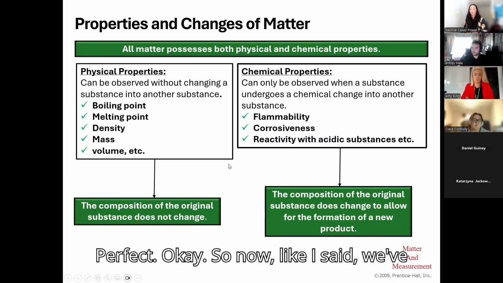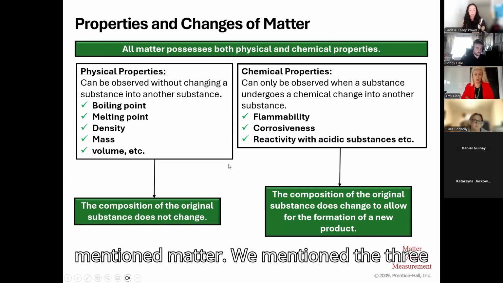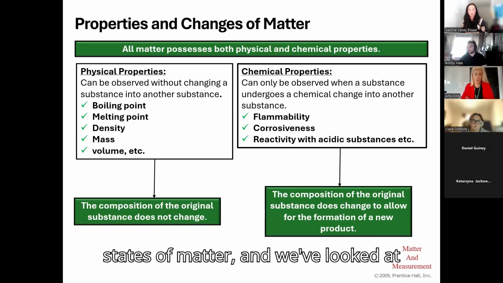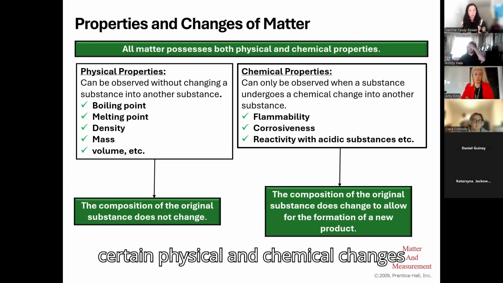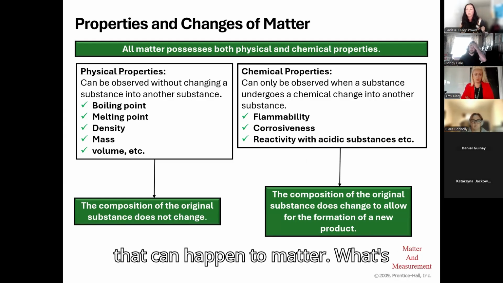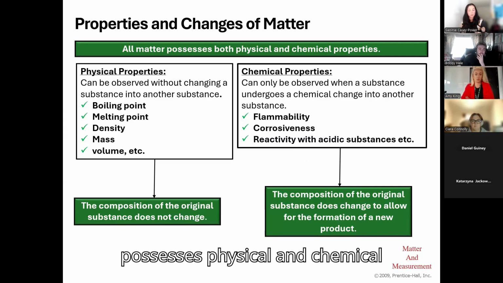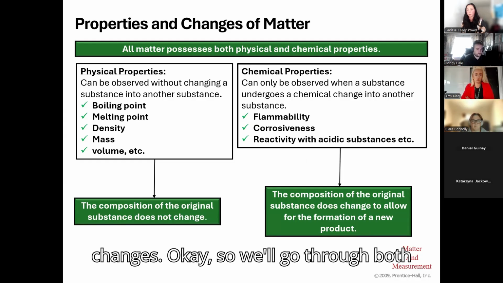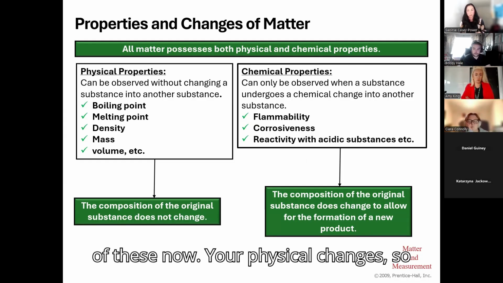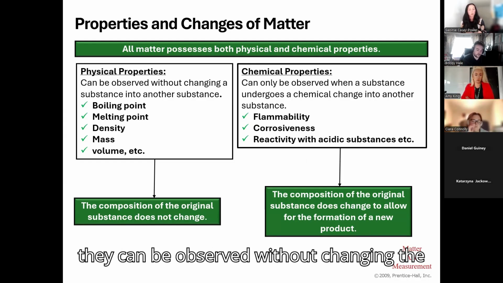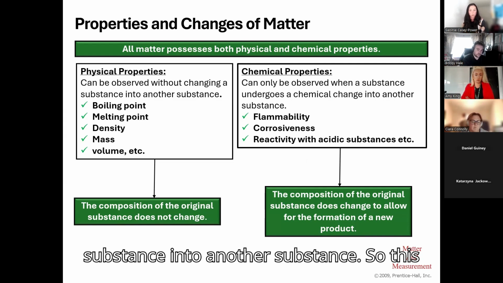Perfect. Okay, so now, like I said, we mentioned matter. We mentioned the three states of matter, and we've looked at certain physical and chemical changes that can happen to matter. What's important to know is that all matter possesses physical and chemical properties. Okay, so we'll go through both of these now. Your physical properties can be observed without changing the substance into another substance.